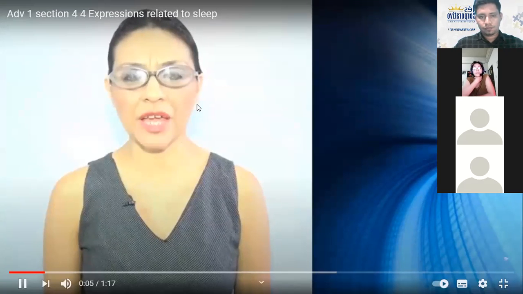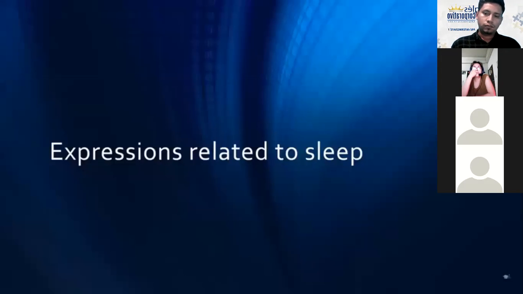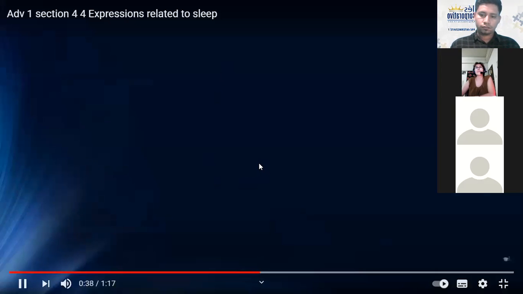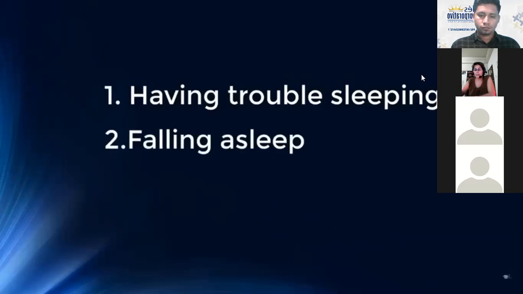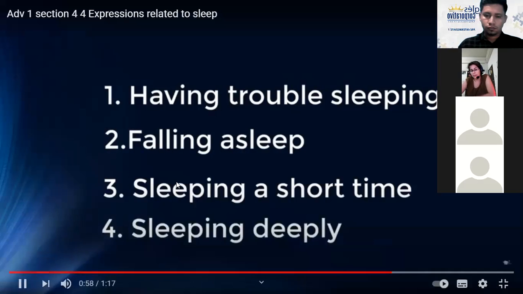Hi, what are your sleeping habits? We'll teach you some expressions about sleep. Expressions related to sleep. Be fast asleep. Be sound asleep. Be wide awake. Drift off. Feel drowsy. Have a sleepless night. Not off. Sleep like a log. Take a power nap. Toss and turn. We want you to write the following categories on your notebook. Number one, having trouble sleeping. Number two, falling asleep. Number three, sleeping a short time. Number four, sleeping deeply. Put the expressions just learned about sleep in the right columns. Then compare your answers with a partner in class.